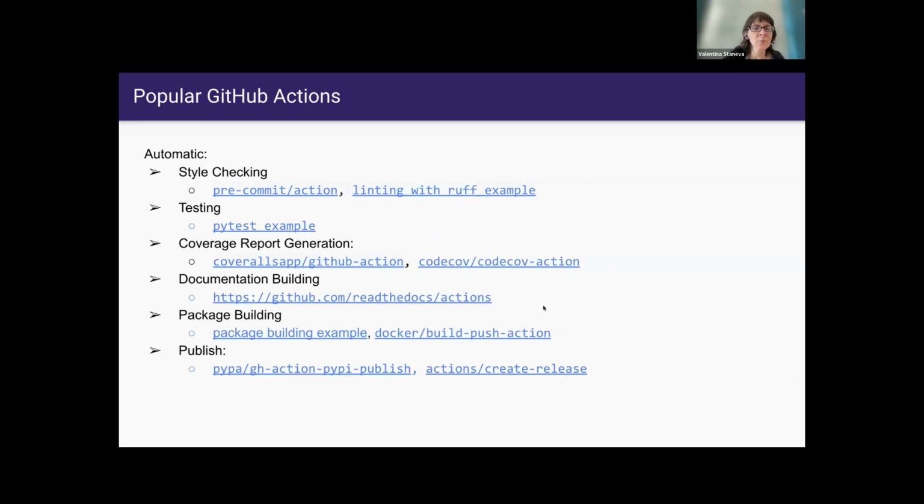And here we have shared a few of the most common ones that people use for Python. At least that's what I think. As I said, style checking, testing, coverage report, documentation building through Read the Docs, package building, publishing on PyPI. And for those, I believe it's really worth it to sit down and go through every little detail of each of these examples, because there's a lot of details you have to go through. But we'll talk a little bit more about GitHub Actions in general.